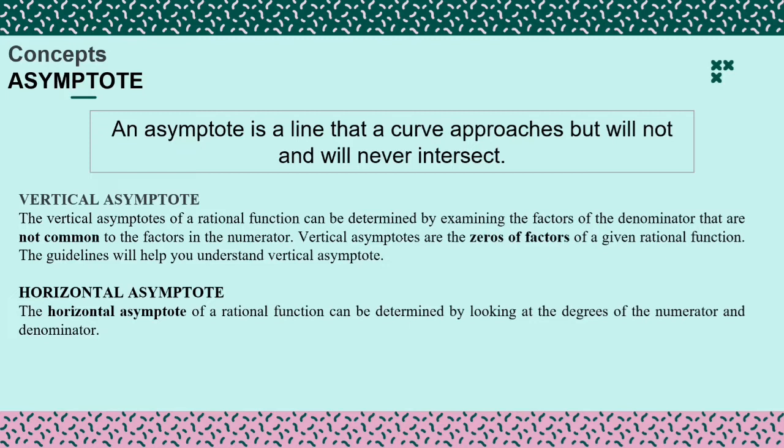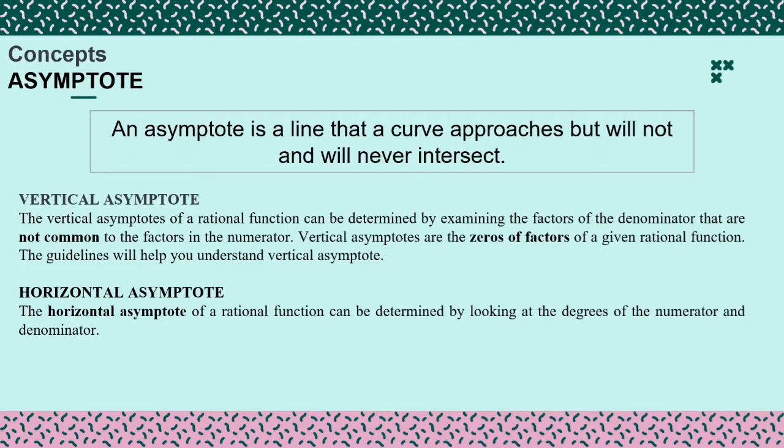So in asymptote, meron tayong dalawang asymptote which are the vertical and the horizontal line. When we say vertical line, the vertical asymptotes of a rational function can be determined by examining the factors of the denominator that are not common to the factors of the numerator.